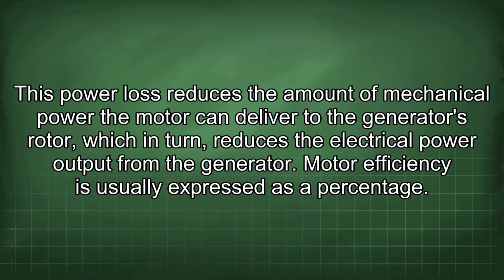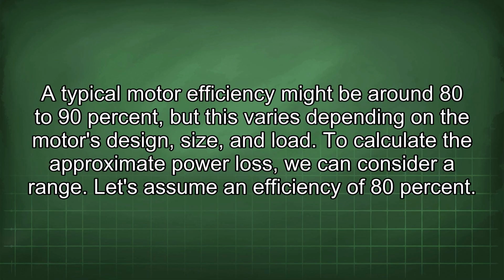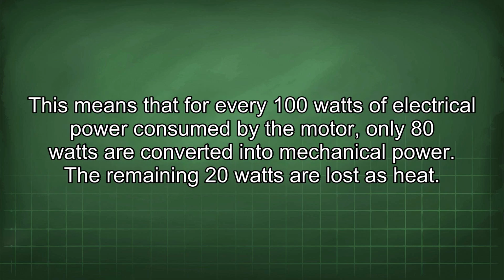Motor efficiency is usually expressed as a percentage. A typical motor efficiency might be around 80 to 90%, but this varies depending on the motor's design, size, and load. To calculate the approximate power loss, we can consider a range. Let's assume an efficiency of 80%. This means that for every 100 watts of electrical power consumed by the motor, only 80 watts are converted into mechanical power. The remaining 20 watts are lost as heat.